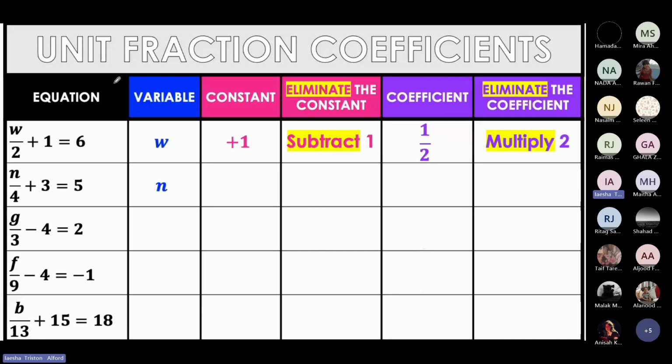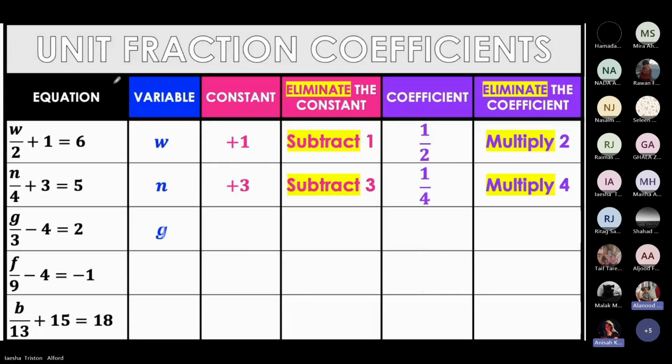So n. The constant, positive 3. We want to make it 0. Subtract 3. Coefficient: positive 1 over 4. We want to make it positive 1. Multiply by 4. Good. The next one, variable G. Constant: negative 4. We want to make it 0. Add 4. Coefficient: positive 1 over 3. We want it positive 1. Multiply by 3.